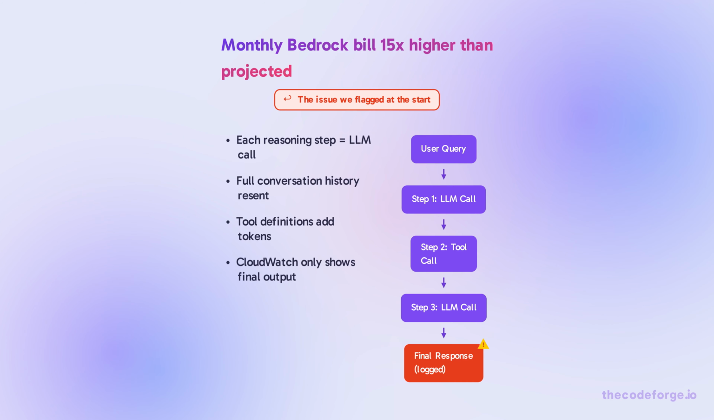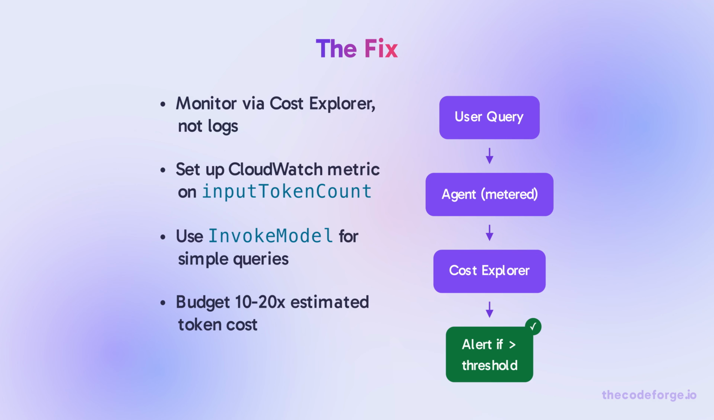The rest is invisible. The fix is to meter actual token usage from the agent's CloudTrail events, not from application logs. Set up a CloudWatch metric filter on input token count and output token count. For simple queries, bypass the agent and call InvokeModel directly. It costs 1/10 the tokens.